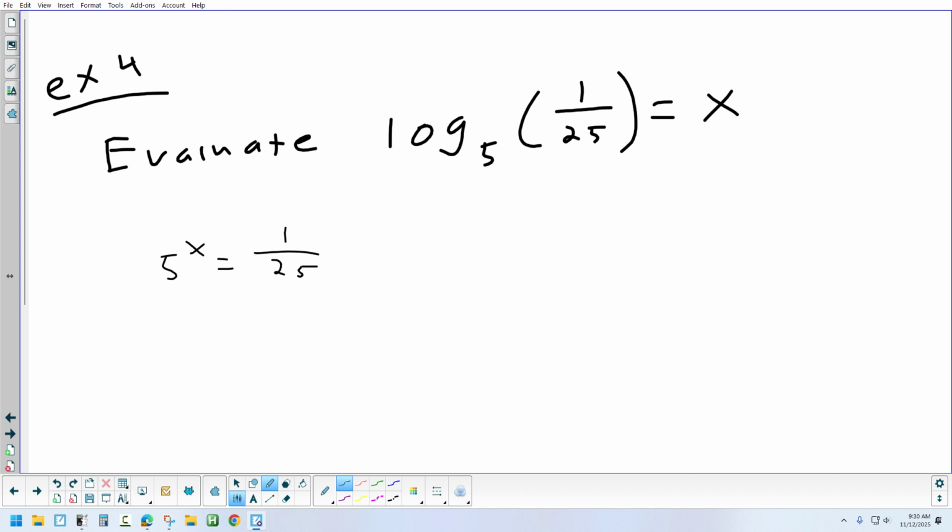5 to what power gives you 1/25? Yep. -2. Exactly. 5 to the 2 would give you 25, but we want it flipped. So when you make the exponent negative, that causes it to flip. Okay. Any question on that one?